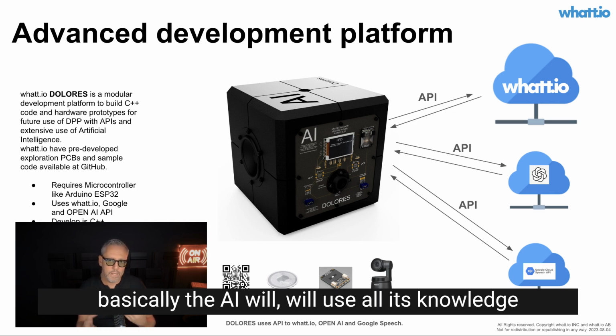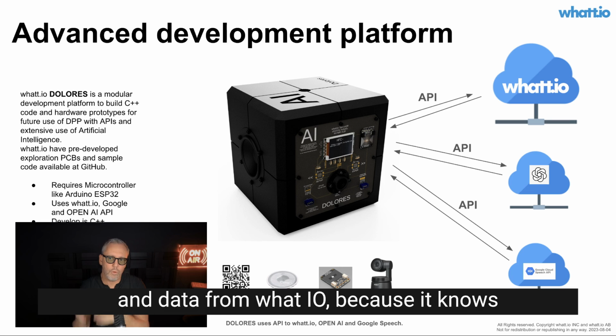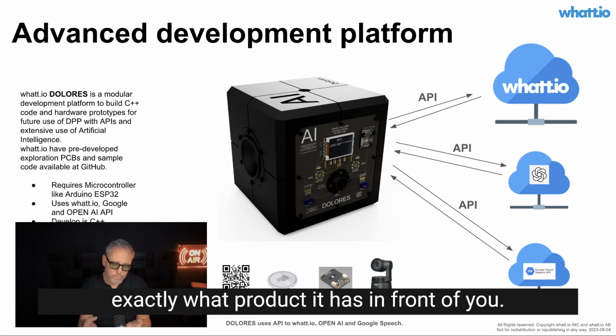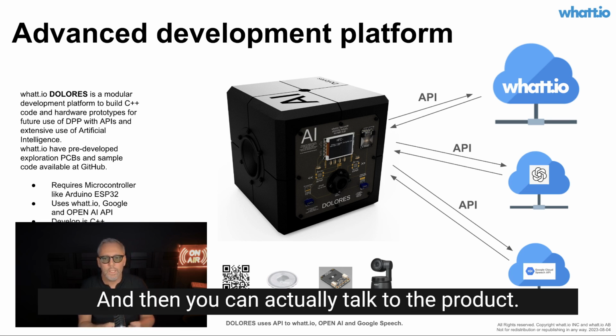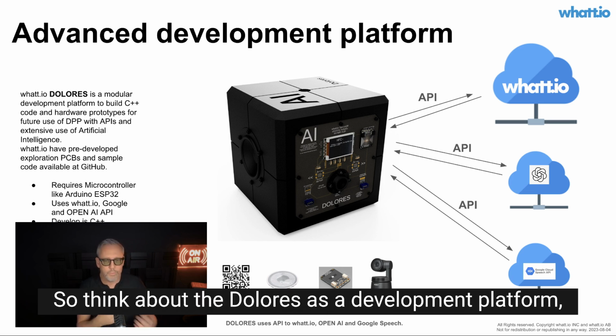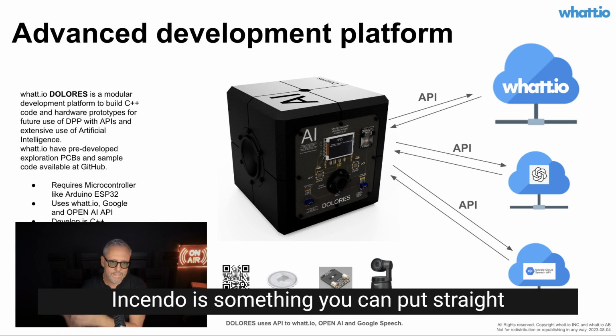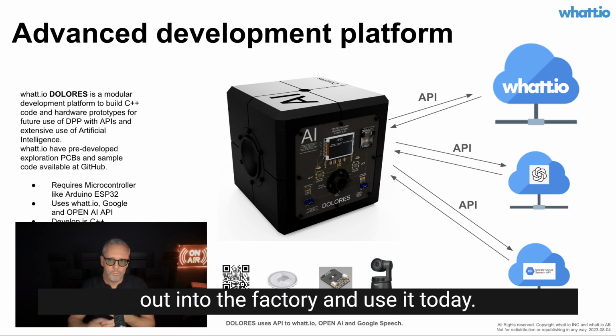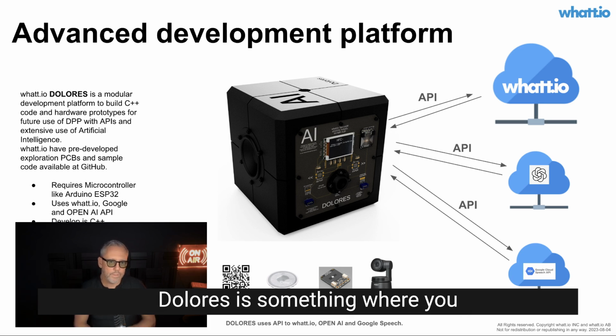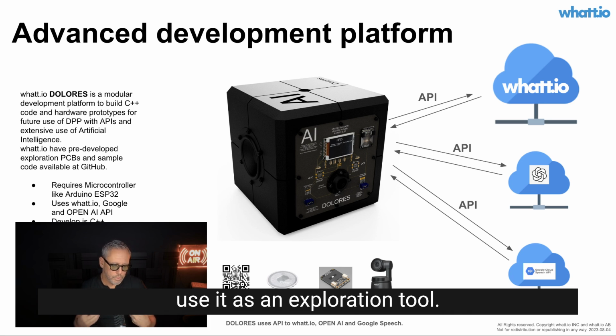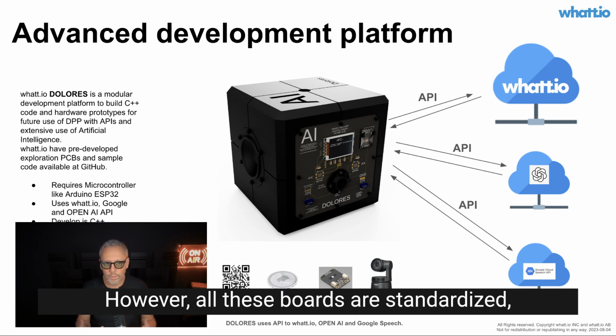And then basically the AI will use all its knowledge and data from What.io because it knows exactly what product it has in front of you. And then you can actually talk to the product. So think about Dolores as a development platform. It's not a finished product that you put out like Incendo. Incendo is something you can put straight out into the factory and use today. Dolores is something where you use it as an exploration tool.